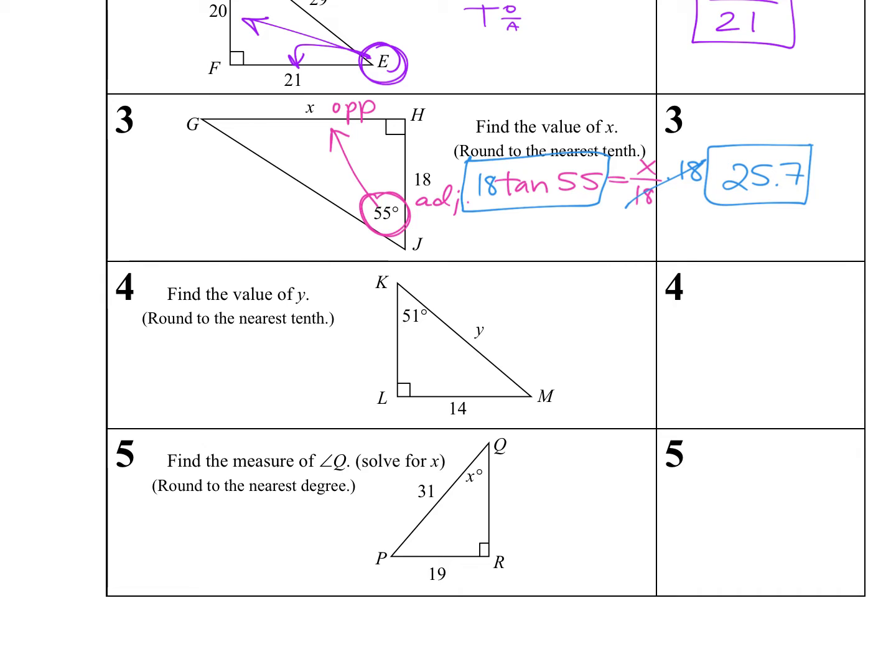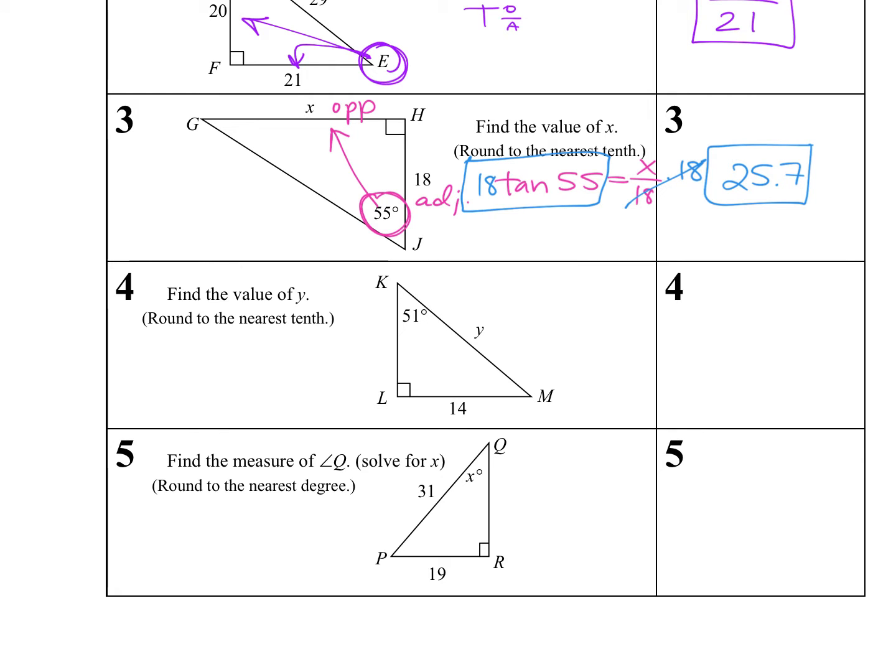Number 4. Wait, how did you get 25? Did you plug in 18 tan 55? And then enter? Good?